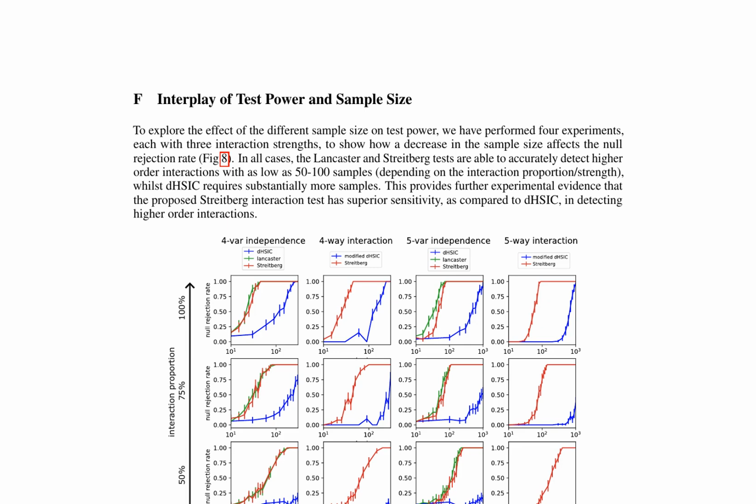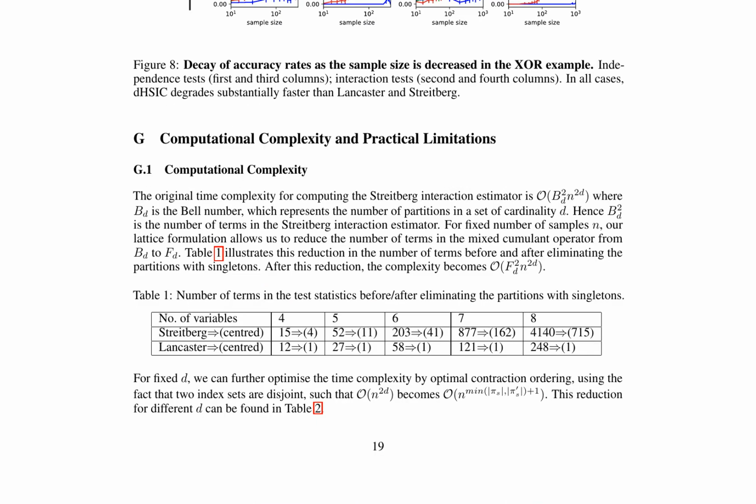The computational complexity of the Streitberg interaction estimator is analyzed, revealing an original time complexity of B squared d n squared d, where B is the Bell number, representing the number of partitions in a set of cardinality D. However, the lattice formulation allows for a reduction in the number of terms in the mixed cumulant operator from B to F, resulting in a complexity of F squared d n squared d. This reduction is illustrated in Table 1, which presents the number of terms before and after eliminating partitions with singletons.